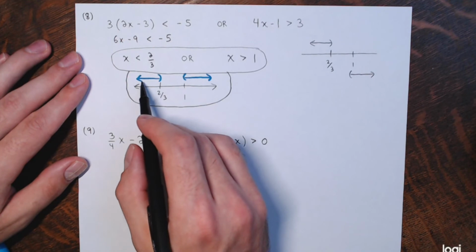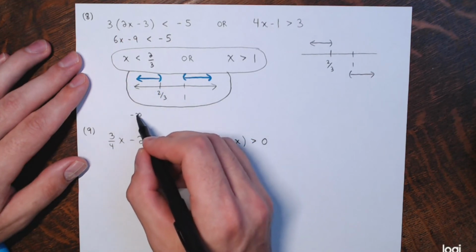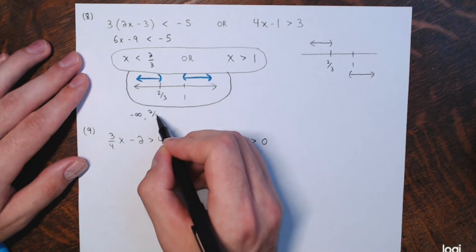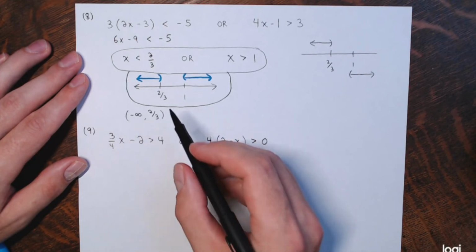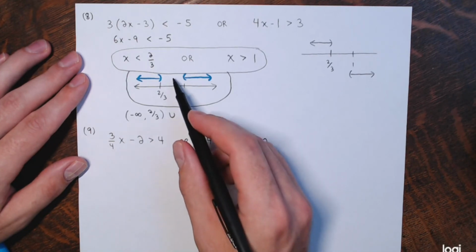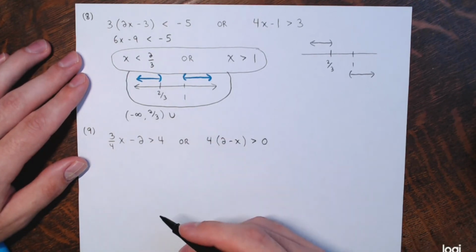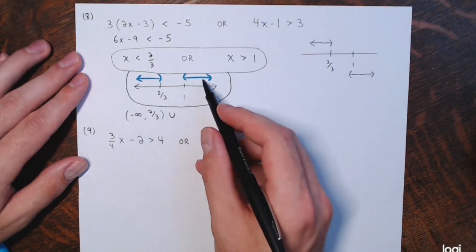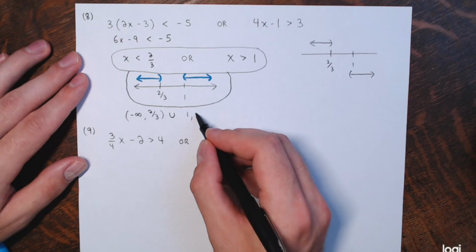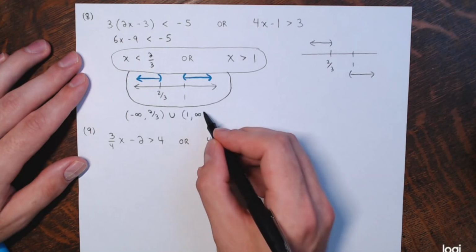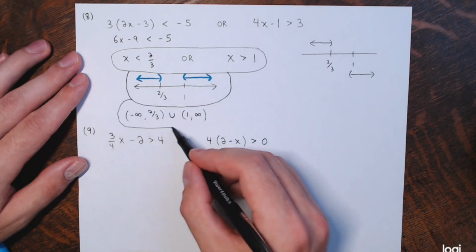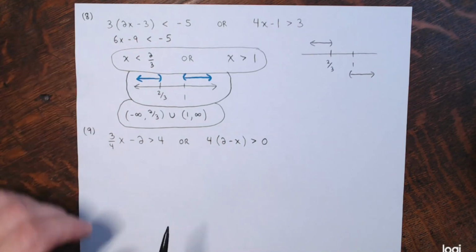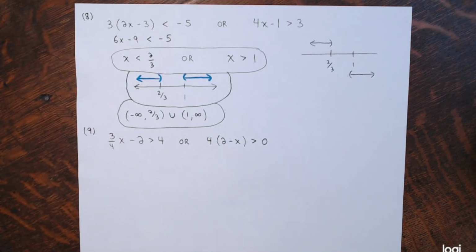First interval, left to right, negative infinity up to positive 2/3, parentheses on those. Union for the gap, right? Union for the word or. And then second interval, left to right, is from 1 to infinity, parentheses on those. Right? They're not solutions. Okay.